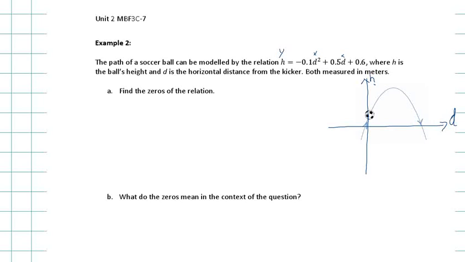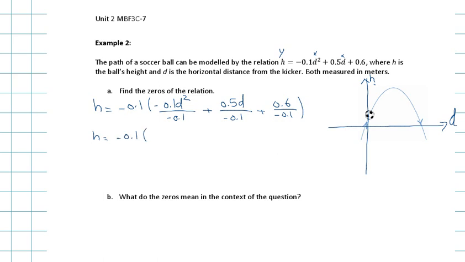So what will be your common factor for this? Negative 0.1, right? So I'm going to have to divide every term by negative 0.1. There's no letters that is common. It's just the number that's common. So that's going to be negative 0.1 d squared minus 5d minus 6. Is that what you all got? Yeah. When you factor out the negative 0.1?